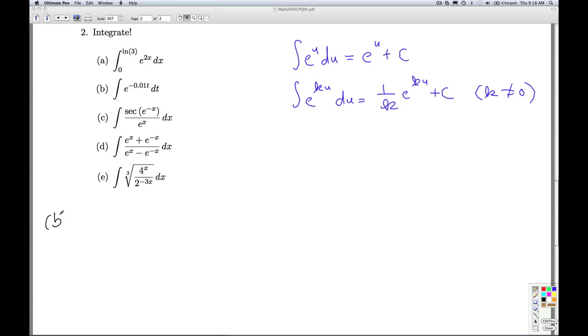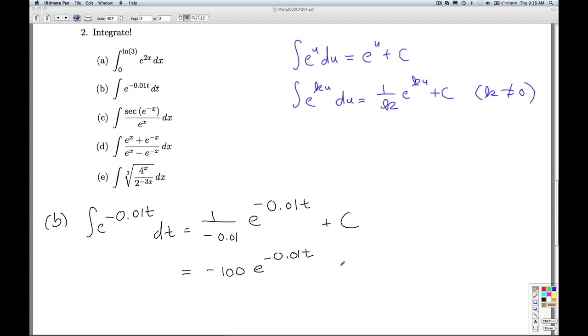All right, in part B, we're integrating e to the negative 0.01t dt. And so I can once again directly use this formula here. It's going to be 1 over negative 0.01 times e to the negative 0.01t plus c. And then I simplify. 1 divided by negative 0.01 is negative 100. And so once again, I can check my answer by starting here, taking the derivative, and showing that it simplifies to the integrand here. That'll do it for part B.